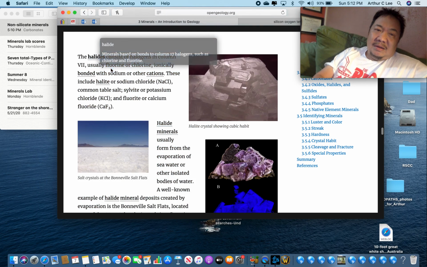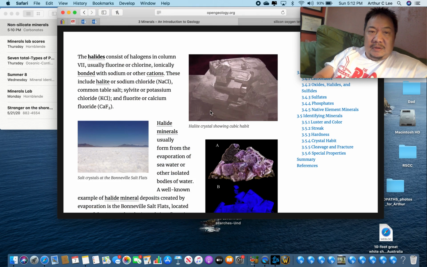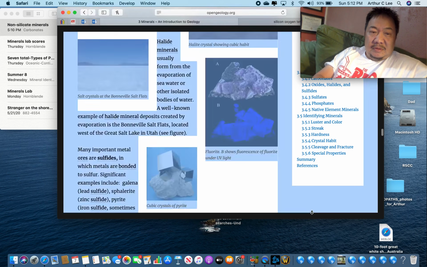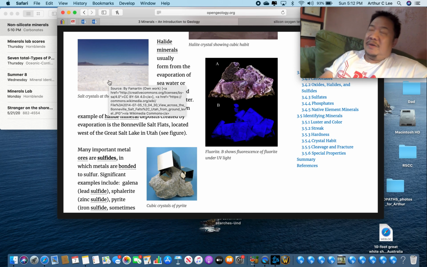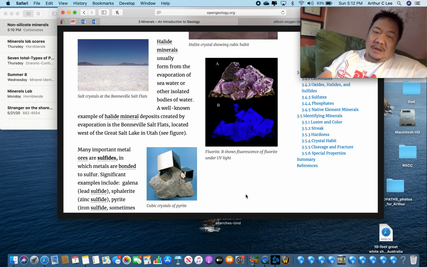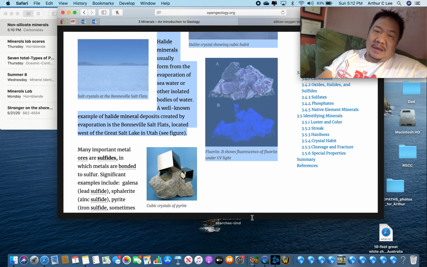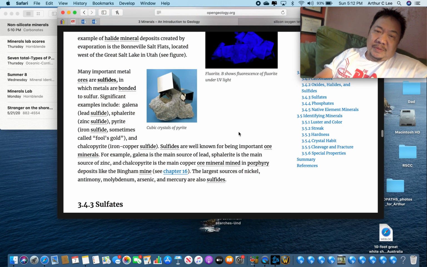Halide minerals, once again, contain Cl, F, or Br in them. The most common one is halite. We put it on our eggs every morning. We use it to melt snow. It's a very common non-metallic mineral.